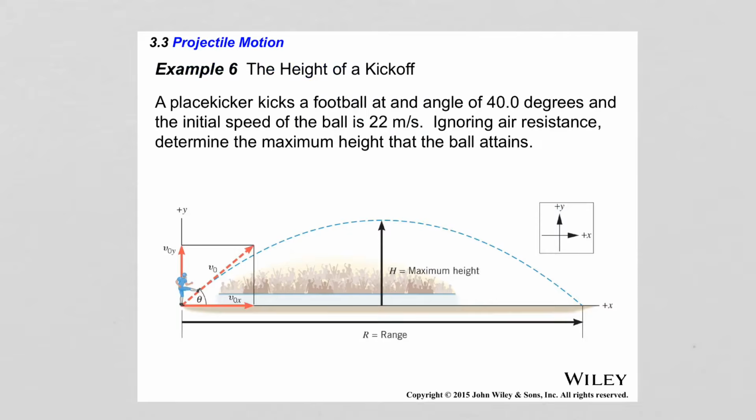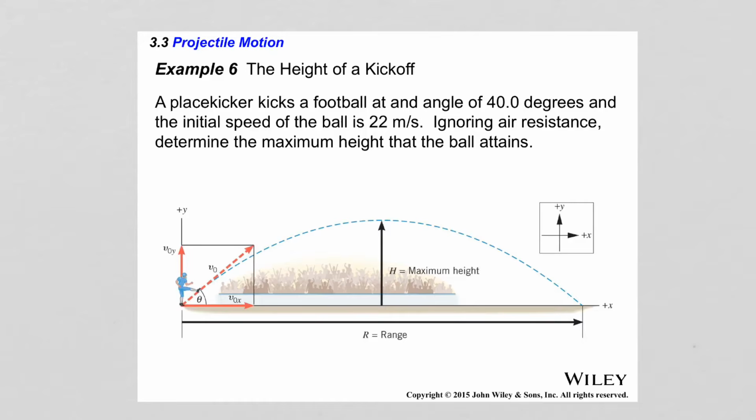Let's look at a different problem now. The height of a kickoff. A place kicker kicks a football at an angle of 40 degrees and initial speed of 22 meters per second. Ignoring air resistance, determine the maximum height that the ball attains.